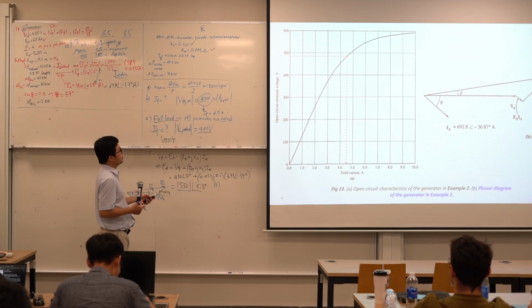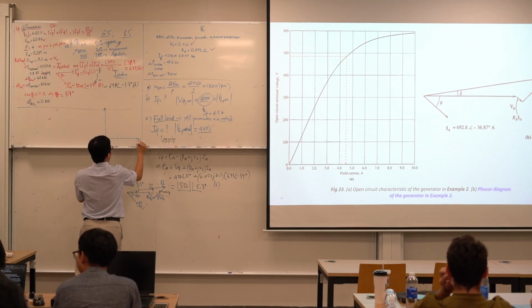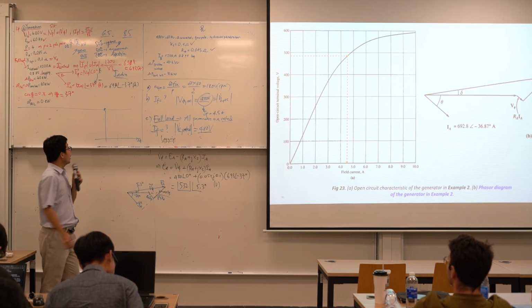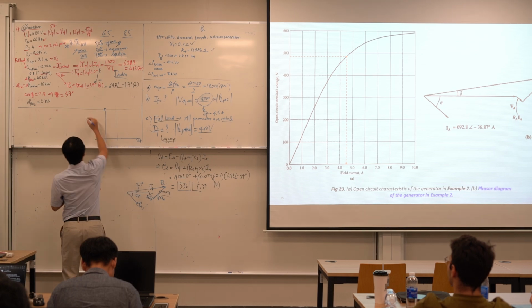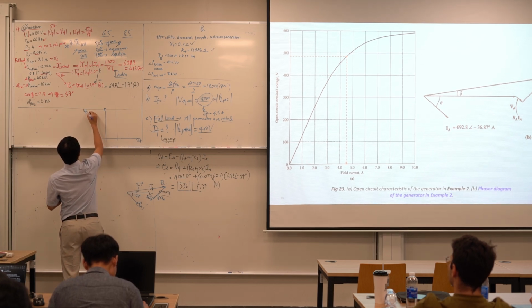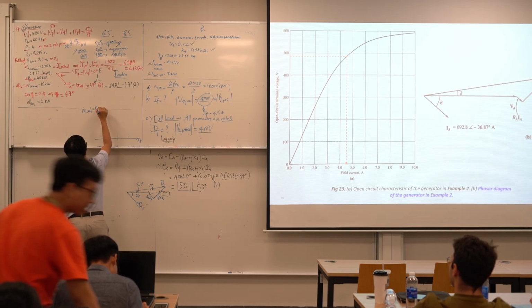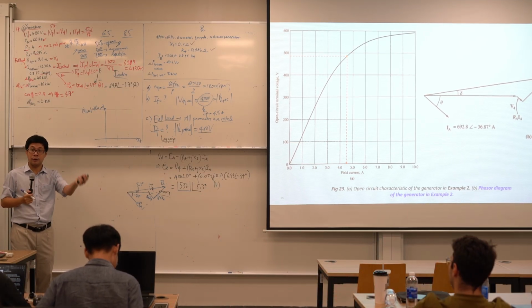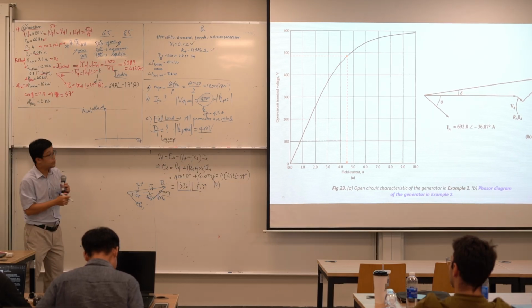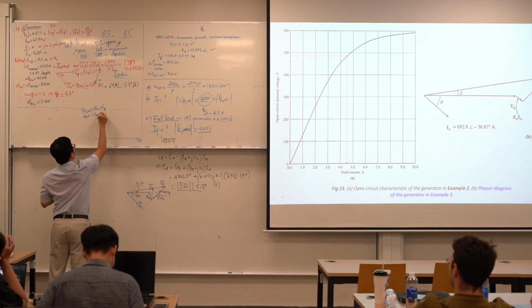To be careful with this one, the x-axis is IF, right? And the y-axis is what? Open circuit terminal voltage. So for open circuit, that means we have EA equal to VA open circuit. Do you repeat me? Open circuit means IA is 0. So EA will be what? EL. So that means open circuit equals VA open circuit.